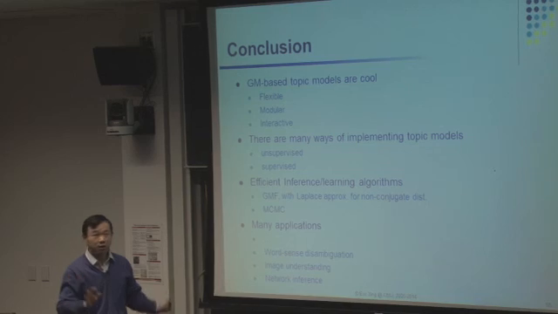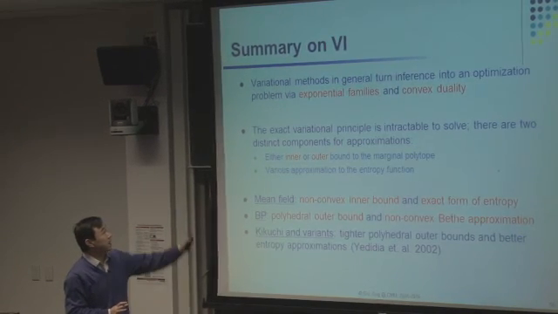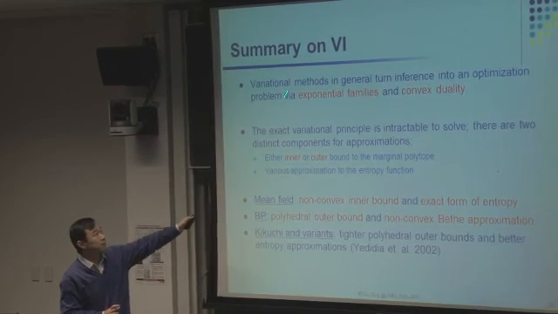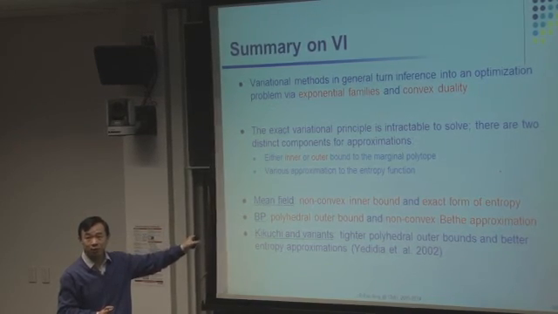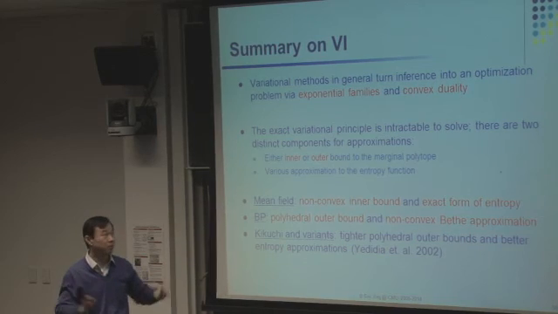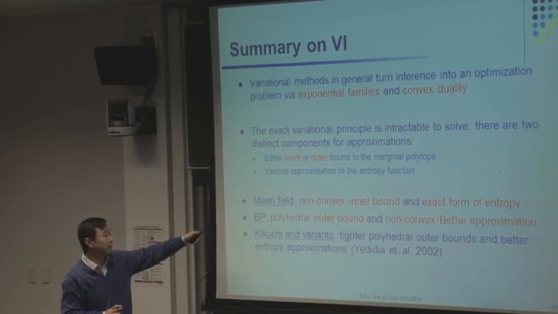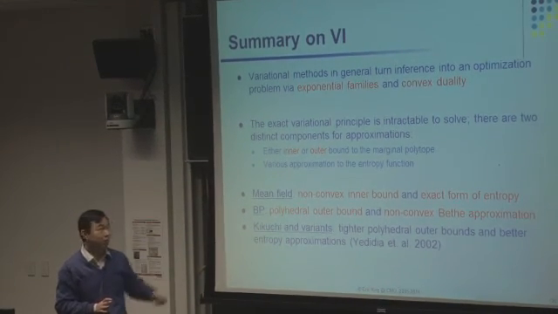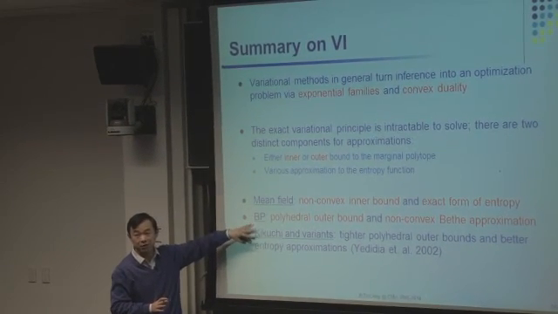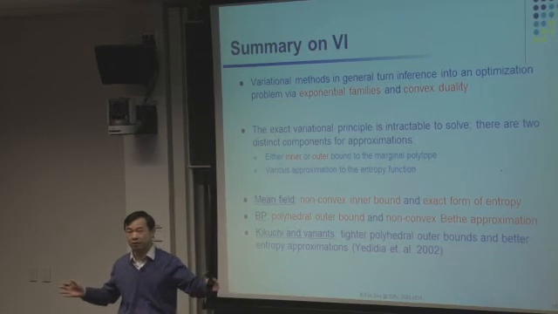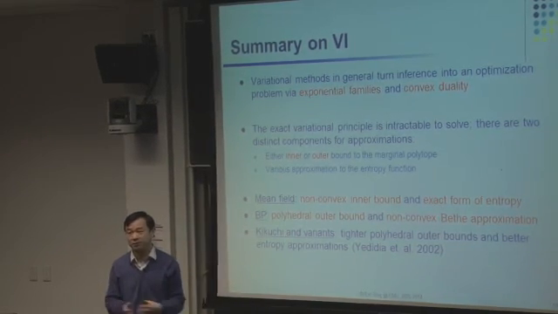So that's it for variational inference. And the take-home message, again, is that for exponential family distributions, you can use convex duality to turn the whole thing into an optimization problem. And then we have various approximation schemes to approximate the marginal polytope and to approximate the entropy function. And the result is you have these different inference algorithms, which offer you a full spectrum of trade-offs of accuracy, efficiency, easiness of understanding, and so on and so forth.